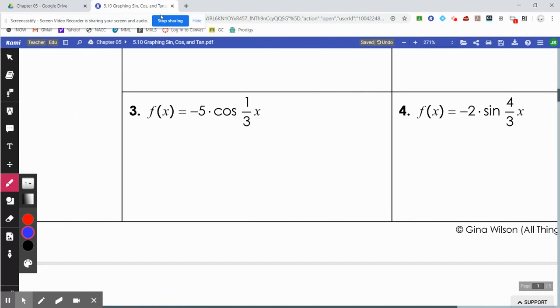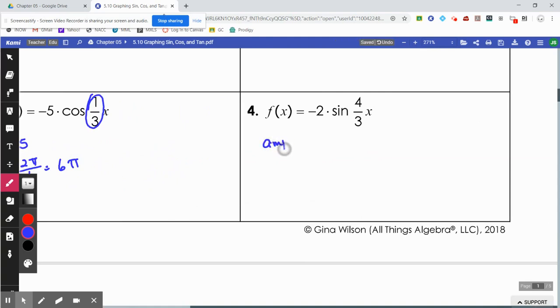Number 3, the amplitude is the absolute value of this number out front. So here the amplitude is going to be 5. The period is going to be 2 pi over, if there's a number in front of the x, 2 pi over that. Flip and multiply, so the period of this function is going to be 6 pi.